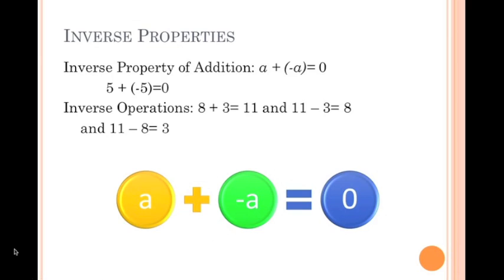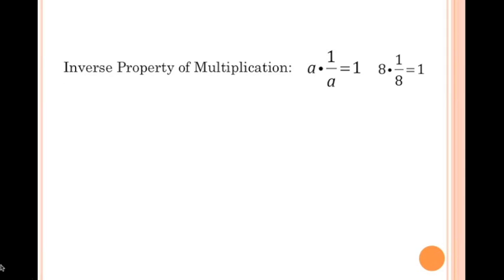Addition and subtraction are considered inverse operations because subtraction will undo addition and addition will undo a subtraction. In this example, 8 plus 3 equals 11, and 11 minus 3 equals 8, or 11 minus 8 equals 3. The inverse property of multiplication works this way too.